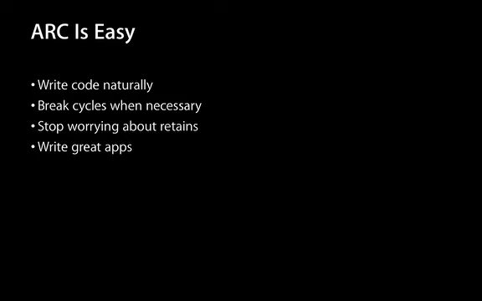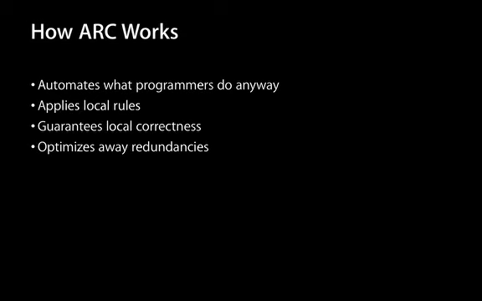So ARC makes this easy. You can write code naturally, and you can break cycles easily when necessary. You can stop worrying about the individual retains, and you can write great apps. So then what we're going to talk about next is how ARC works. It'll be automating what you're doing anyway. It applies local rules, both to local variables and to return values, and we'll discuss those in that order. And it guarantees local correctness, and then we optimize after we've applied the local rules.